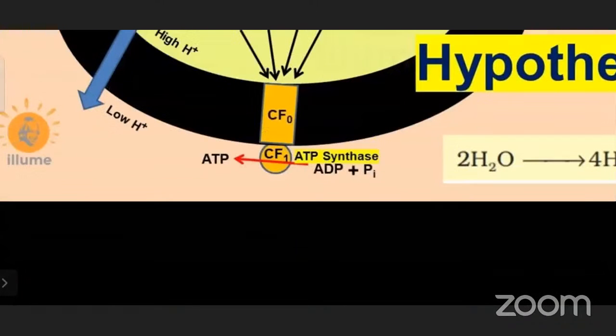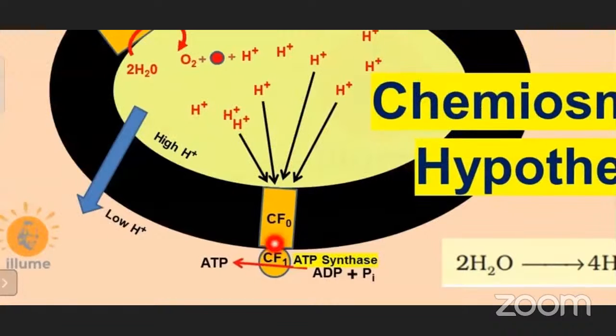So F0, F1. This is going to help in facilitated diffusion. Facilitated diffusion means it is going to take these protons from inside the lumen and help them come out. And when they pass through the F1, F1 acts as an enzyme called ATPase. ATPase means ATP synthetase.